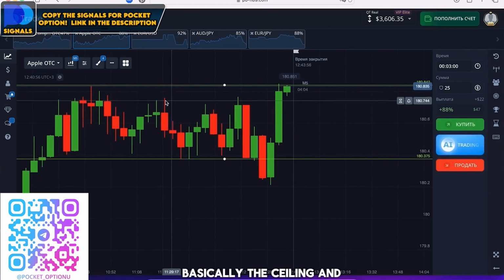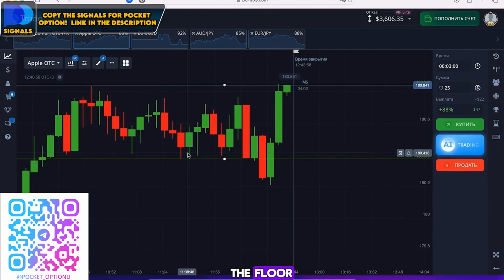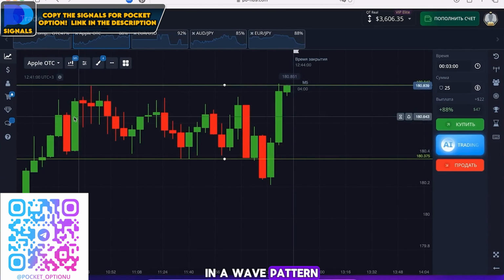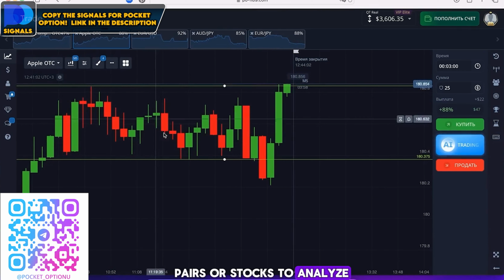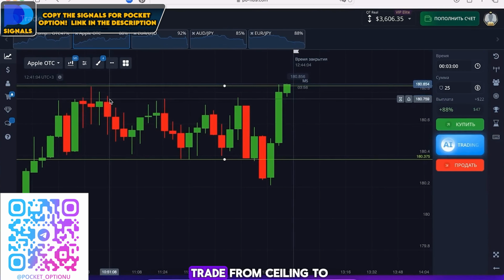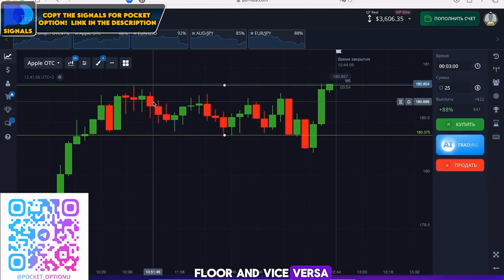Got a little stuck. Basically, the ceiling and the floor. The price is moving in a wave pattern. If you lack other pairs or stocks to analyze, know this rule: trade from ceiling to floor and vice versa. Master this. Bounce from the bottom to the ceiling for upward trades, and from the top to the bottom for downward trades, and profit. The risk is the floor breaking. The floor is broken, and a new low is forming.